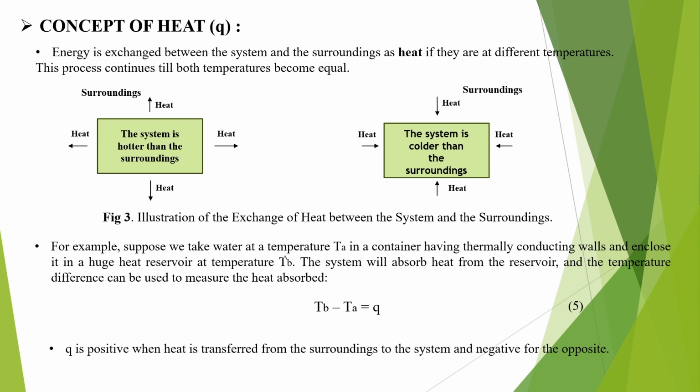For example, suppose we take water at a temperature TA in a container having thermally conducting walls, and enclose it in a huge heat reservoir at temperature TB. The system will absorb heat from the reservoir, and the temperature difference can be used to measure the heat absorbed. So TB minus TA gives the heat. Q is positive when heat is transferred from the surroundings to the system, meaning when the system gains heat, as I mentioned, and it is negative when the system loses heat.